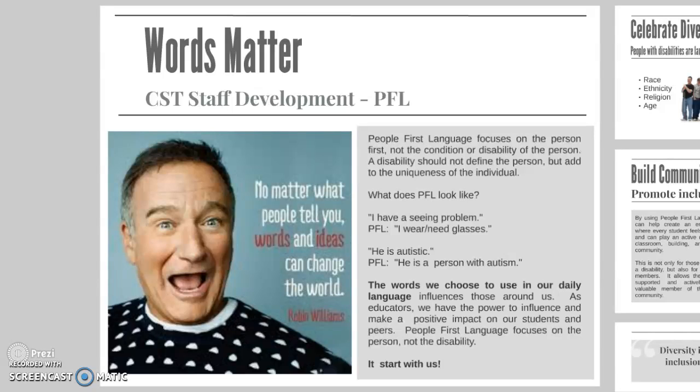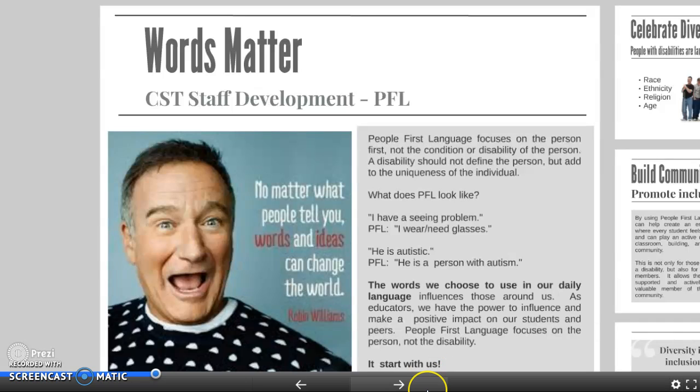The words we choose to use in our daily language influence those around us. As educators, we have the power to influence and make a positive impact on our students and peers. People First Language focuses on the person, not the disability. It starts with us.